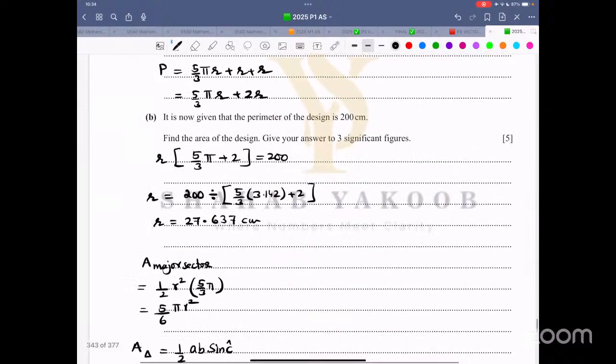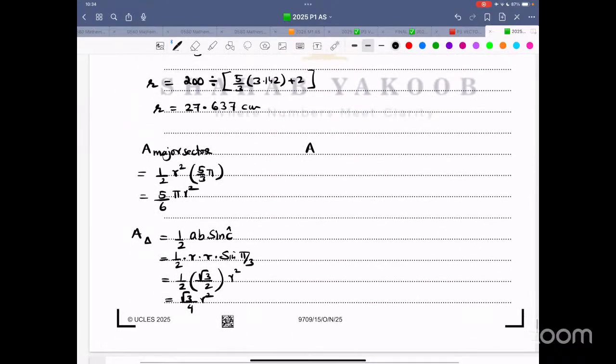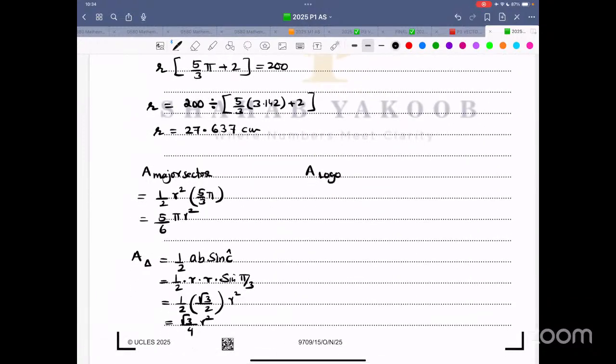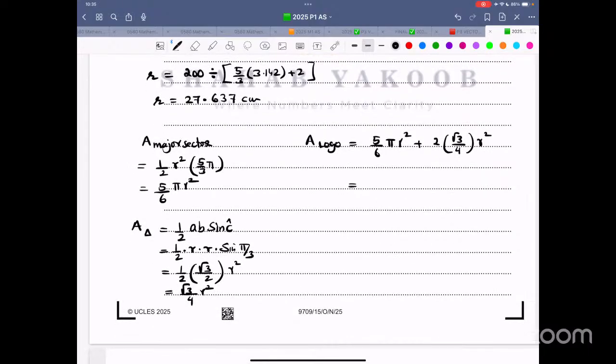So just add all of them. Therefore, the area of this logo design is 5 over 6 pi r square plus 2 into root 3 over 4 r square. I can simplify it, and let me just take r square common.